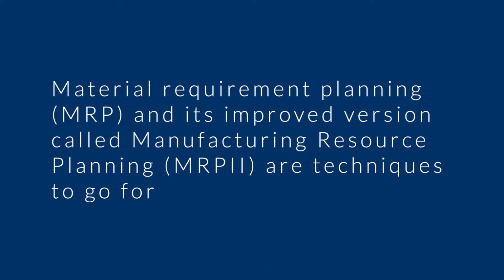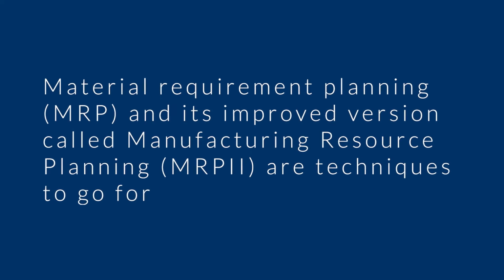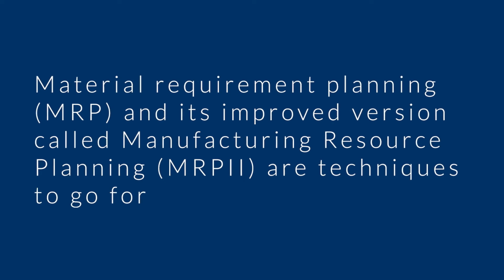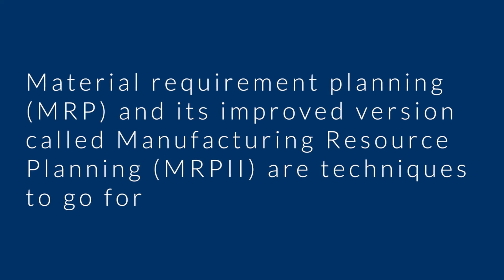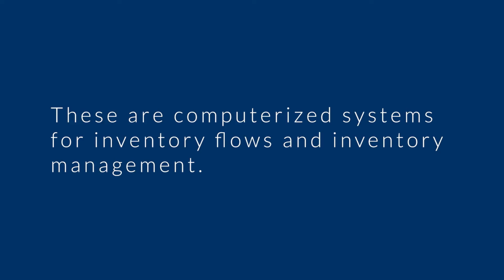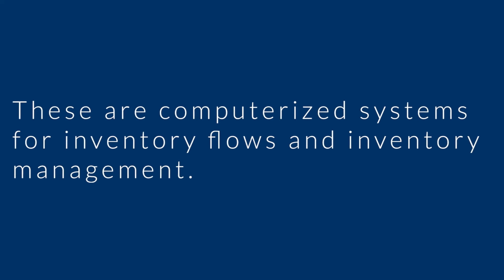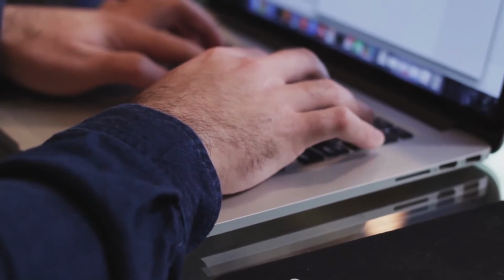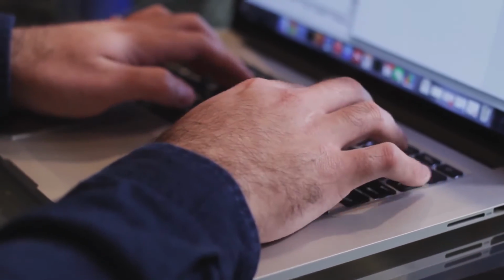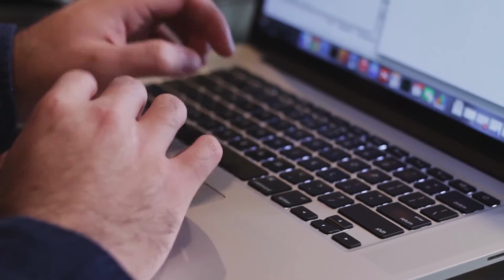Now remember, we pointed out earlier that there are stocks whose demand will vary as per the requirements of what we are producing. These are the dependent demand stock items. Material requirements planning, or MRP, and its improved version called manufacturing resource planning, that is MRP II, are techniques to go for. These are computerized systems for inventory flows and inventory management. The system will use the following information to determine what inventory is needed and trigger orders or in-house production of such.